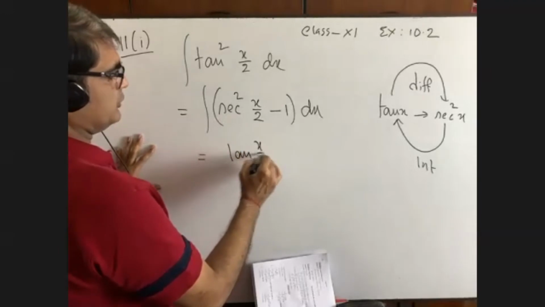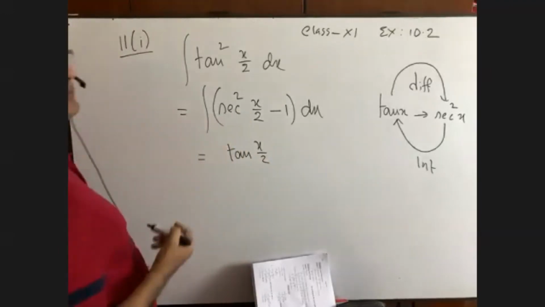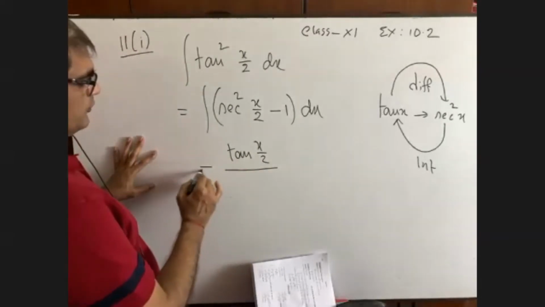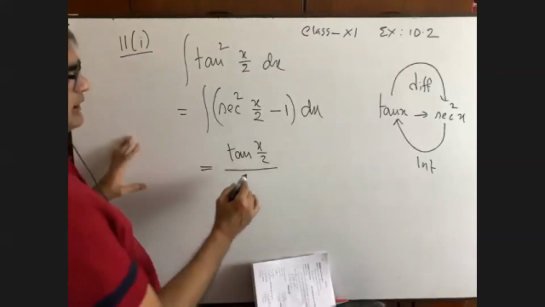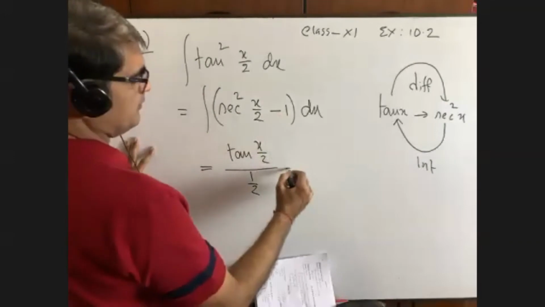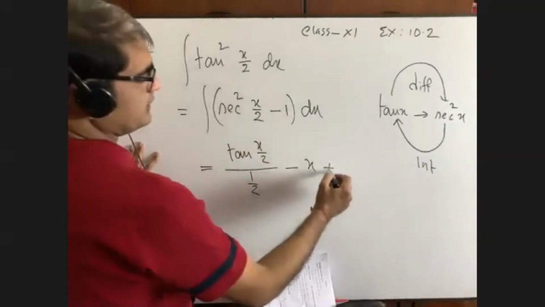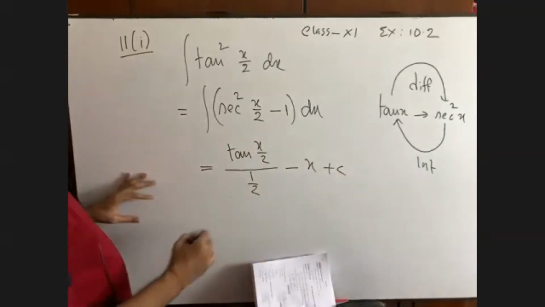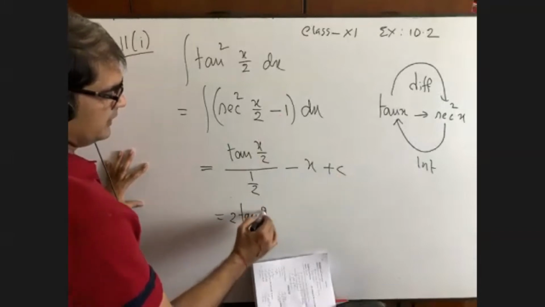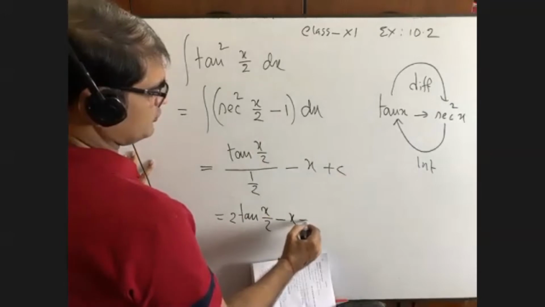Tan x by 2. Now let me know what is the coefficient of x here. It is half. For differentiation, what we used to do, we would multiply. Now it will be divided. Now minus 1 means what? Minus x plus c. We are done. That is 2 tan x by 2 minus x plus c.